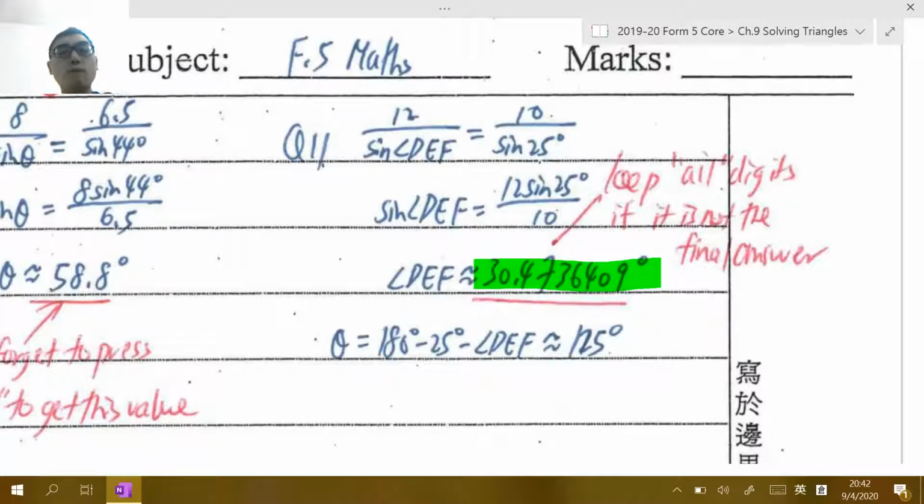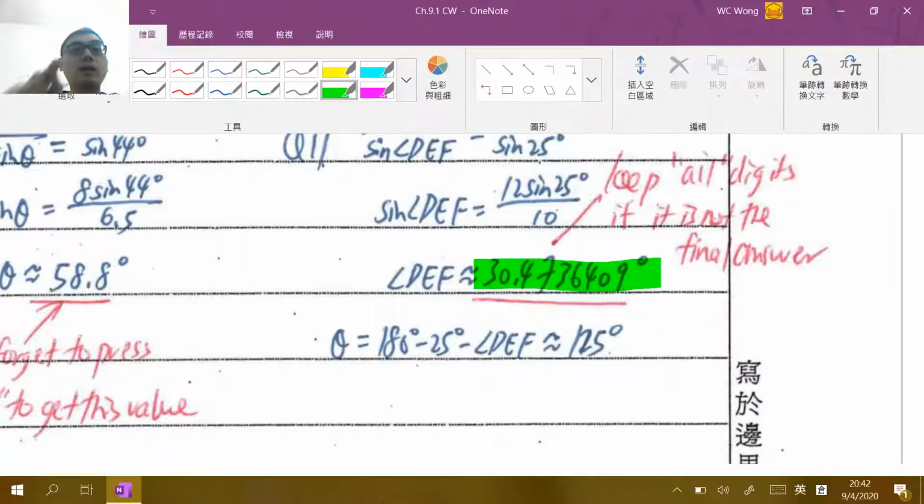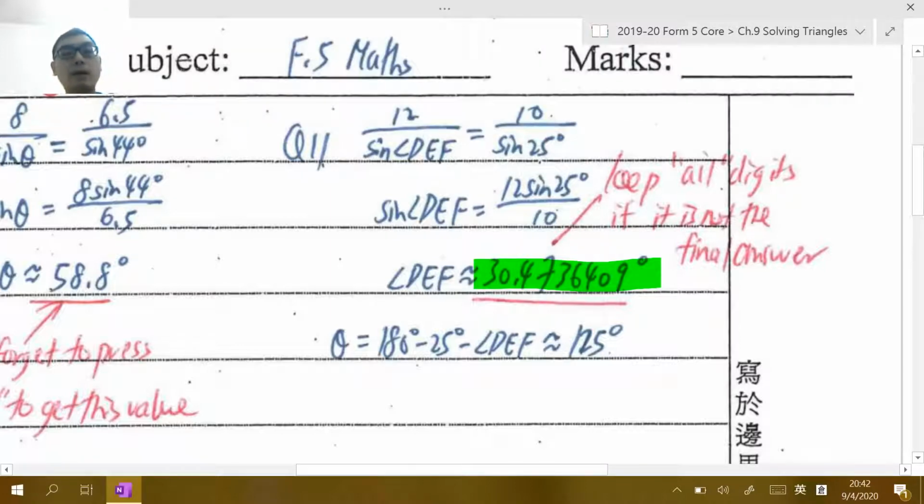And also you have to remember that you should write all the digits from the calculator, not really all digits of this number, because there should be infinitely many digits. But writing all the digits from the calculator for each value is the habit in DSE.